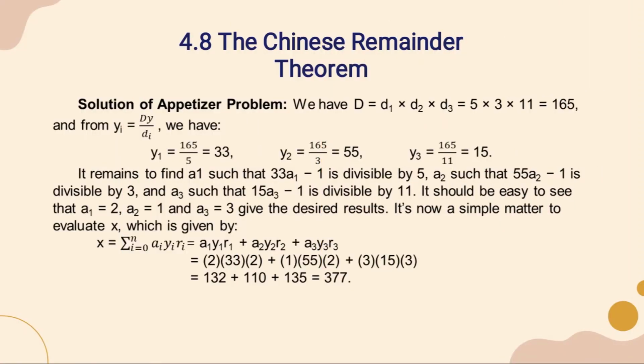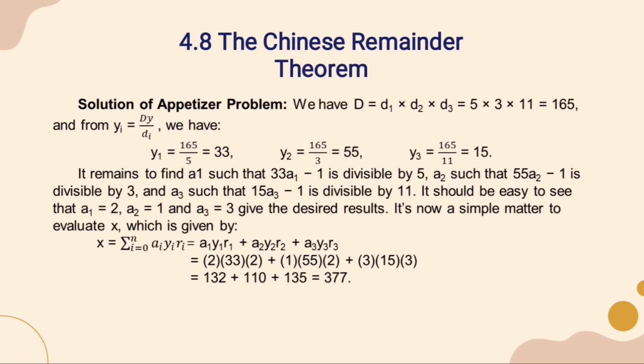The Chinese remainder theorem, slide 7. Solution of the appetizer problem. We have d equals d1 times d2 times d3, equals 5 times 3 times 11, equals 165, and from yi equals d over di, we have y1 equals 165 over 5 equals 33, y2 equals 165 over 3 equals 55, y3 equals 165 over 11 equals 15.